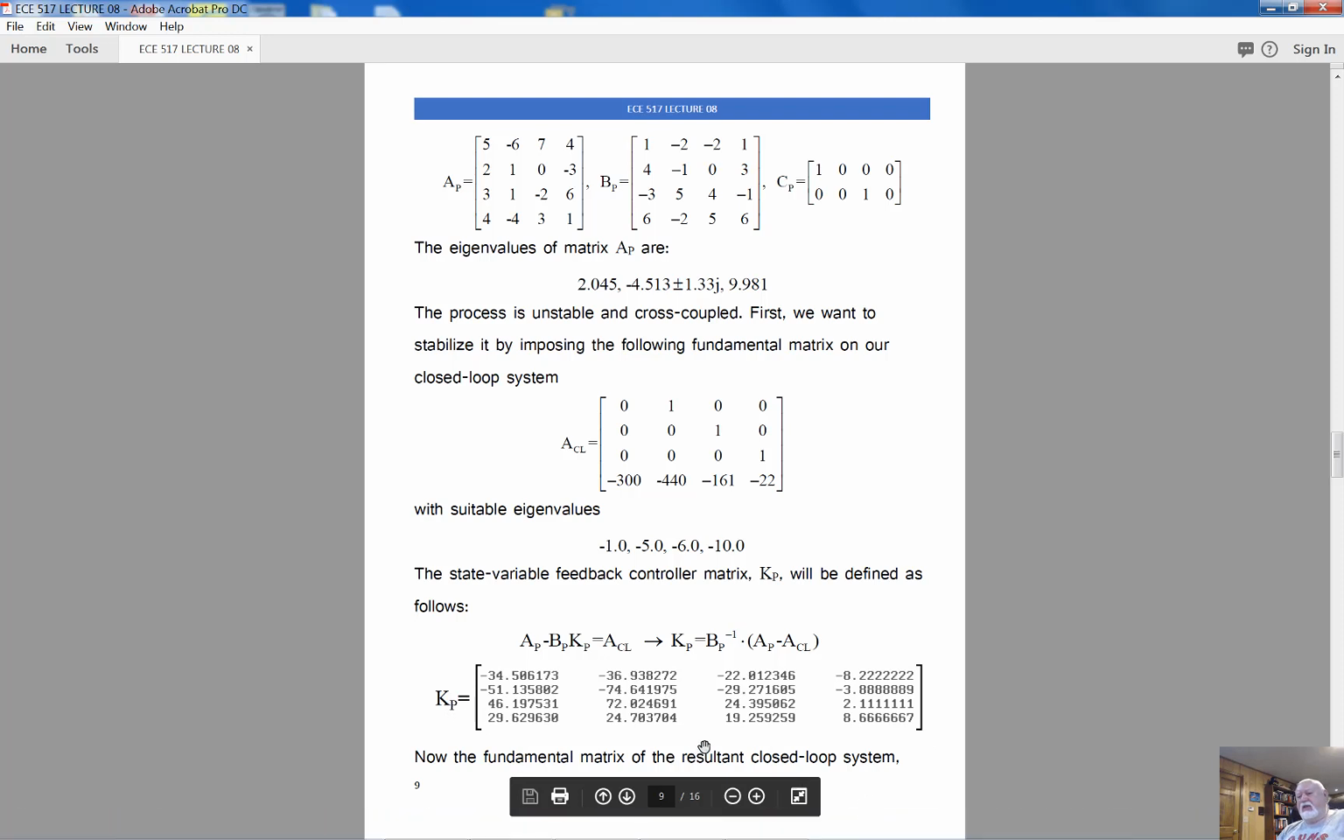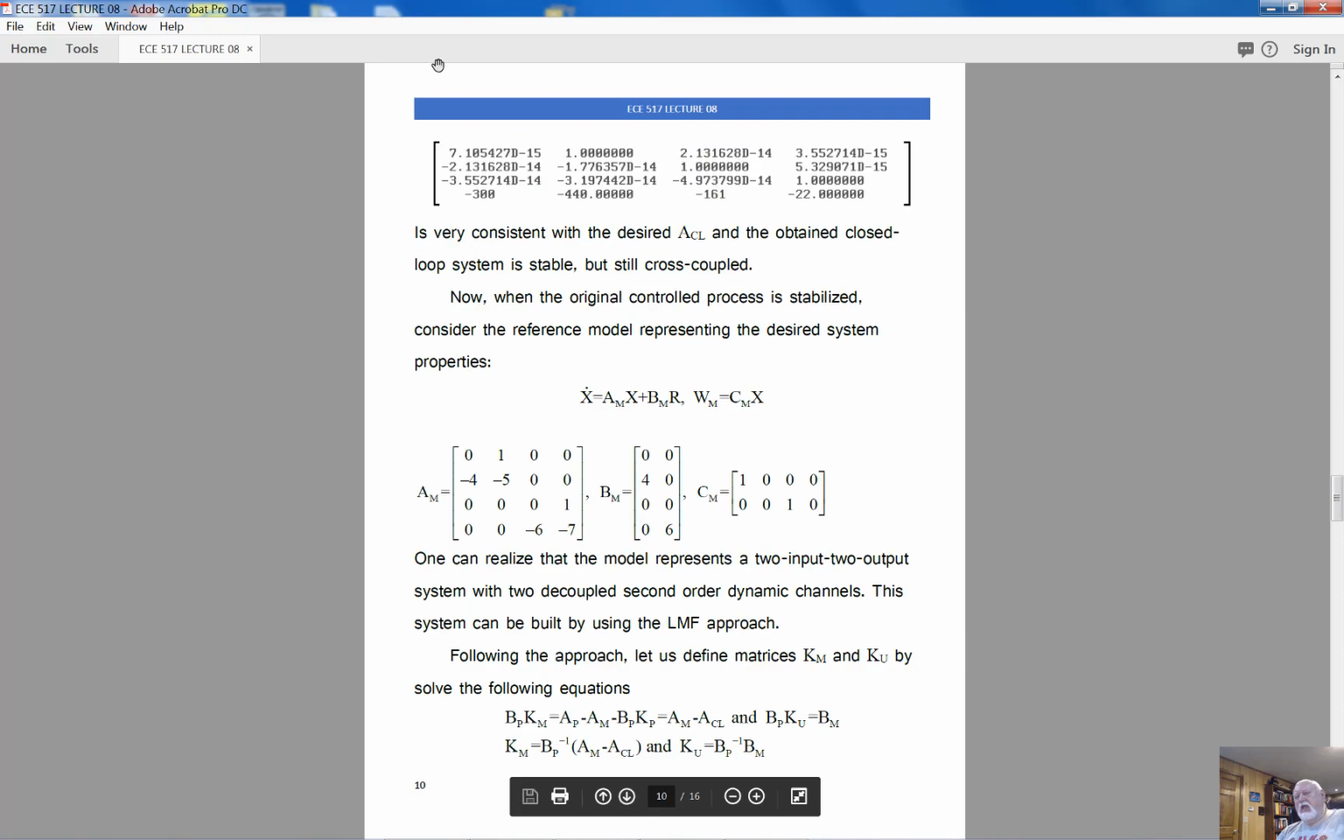You want to take a look at the fundamental matrix of the resultant closed loop system? Let's take a look. Let's verify our result. Yeah, this matrix is AP minus BPKP. And you understand it's a 0, this is 0, this is 0. I have 1, 0, 0, 0, 1, 0. You know, effectively, this is the same matrix that initially was presented as a closed loop.